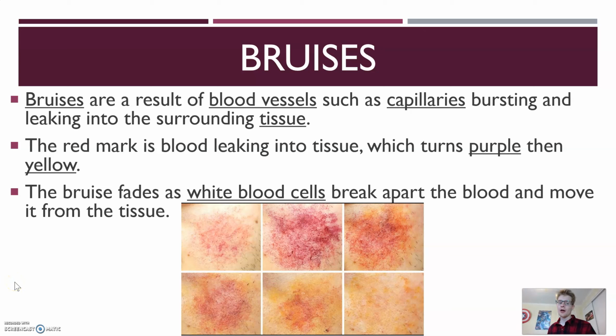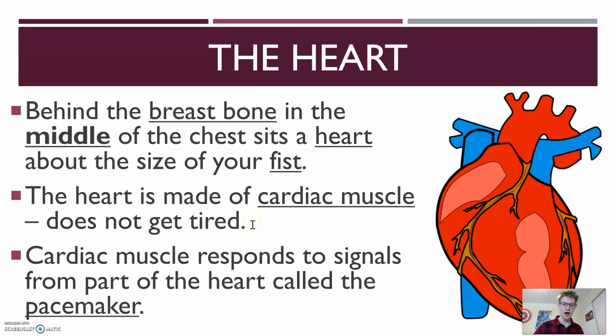Bruises are a result of burst blood vessels, usually capillaries. When a capillary bursts, all that blood is now leaking out of the blood vessel and it spreads out around that area. And these aren't usually too bad. You get bruises all the time. Your body knows how to deal with it. It knows how to heal it. But that is why your skin turns purple, because there's all that blood that has leaked out. Okay, moving on to the heart.